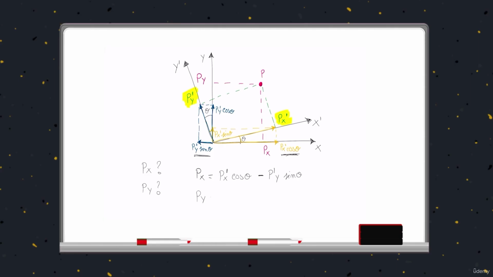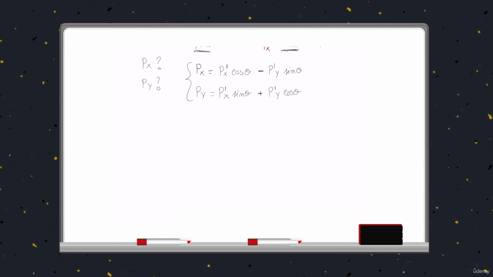We can make a similar calculation also for py, and this is calculated as the sum between the vector px' times sine theta and the vector py' times cosine theta. This way, we obtained a set of equations that we can use to calculate the coordinates px and py of the point P in the world as a function of the coordinates of the point P in the rotated frame and also as a function of the angle theta.